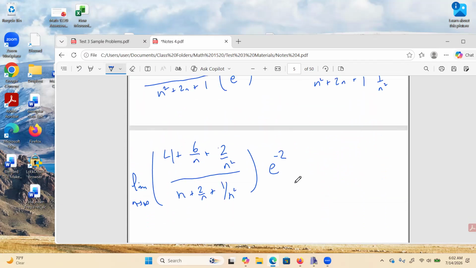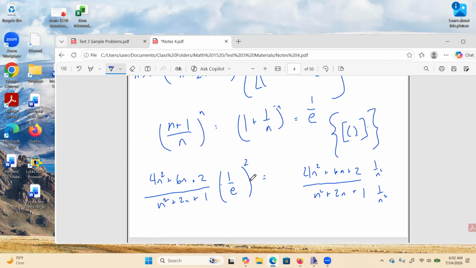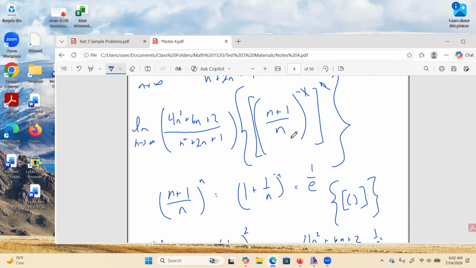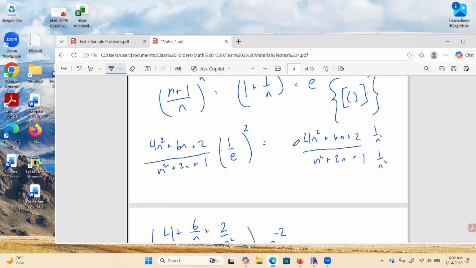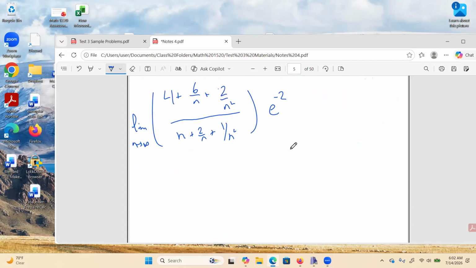That was this whole business over on this side, trying to figure out what was going on with this whole exponential thing. That was a little bit tricky, but I think we got through that to say that's e to the negative 2. So as I go through this limit, I know this piece equals 0, this piece equals 0, this piece equals 0, this piece equals 0. So we have 4. The denominator is just 1. So my whole limit is 4 times e to the negative 2.